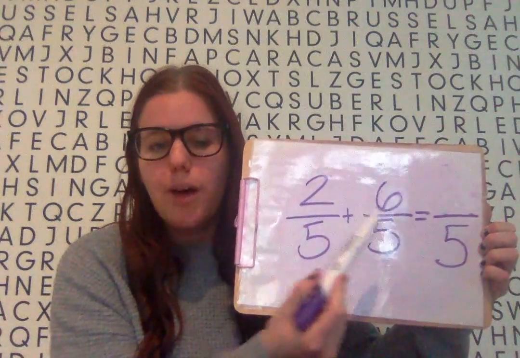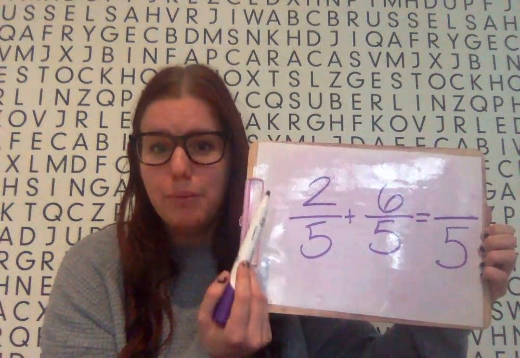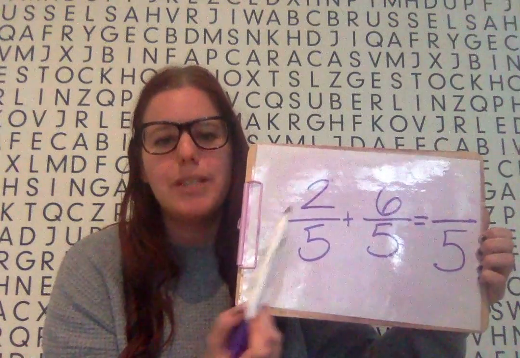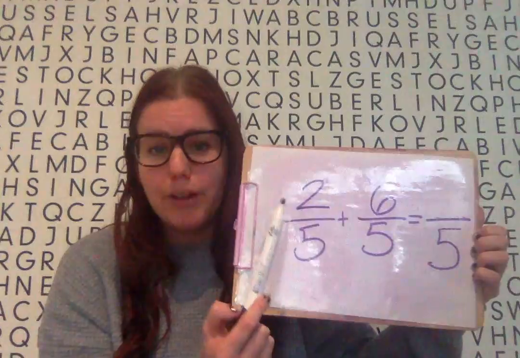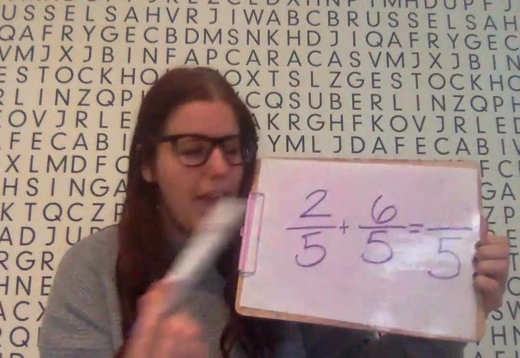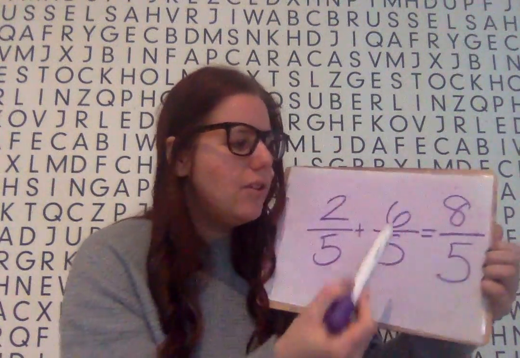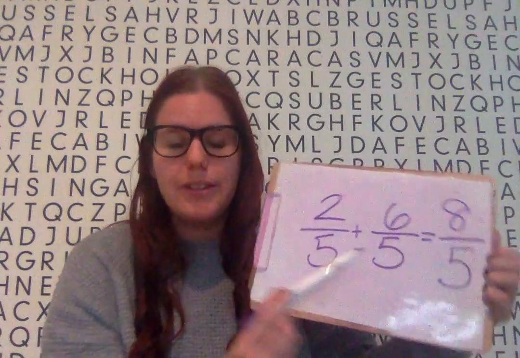Next, we take our top numbers, our numerators, and we add them together. So I always start with the bigger number. 6 plus 2, 8. Very good. So we have 8/5. All right, I'm going to give you one to try on your own.